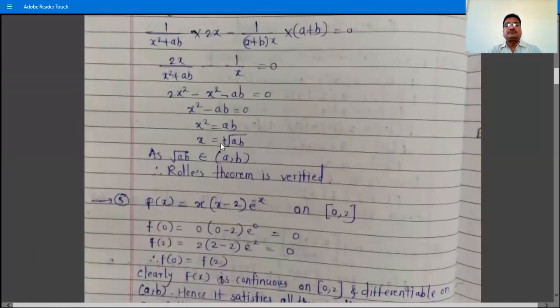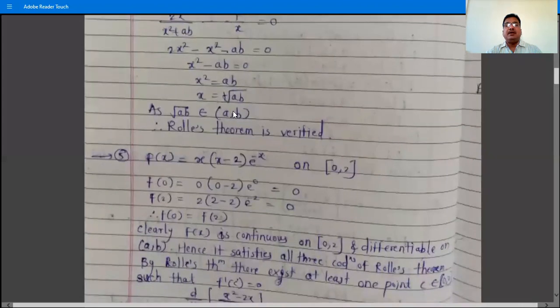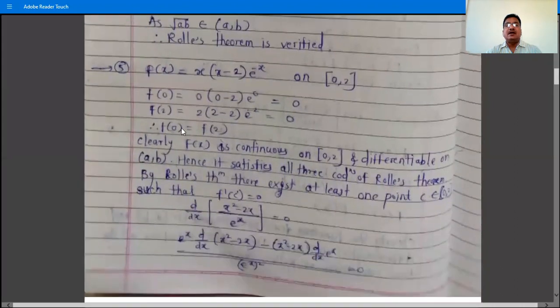Okay, and this root ab belongs to the open interval (a, b), and therefore Rolle's theorem is verified. This is the answer of example number 5.